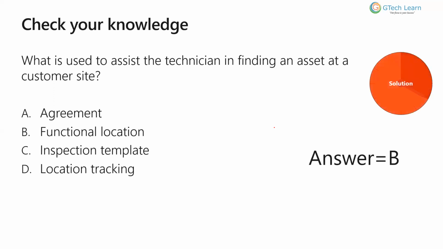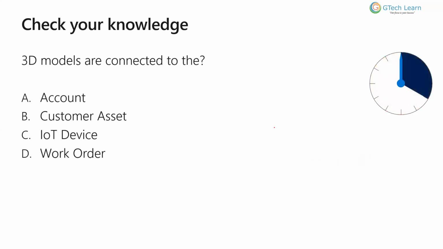Okay, so the correct answer is going to be your option B, functional location. Next question we are having in line is, 3D models are connected to which option? Is it account? Is it a customer asset? Is it IoT device? Is it a work order? So let's get your answers here. Let me start my timer now.